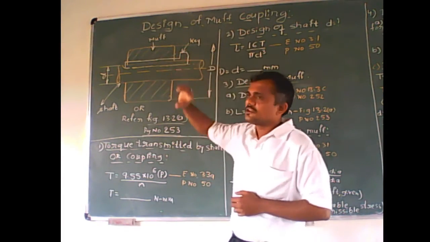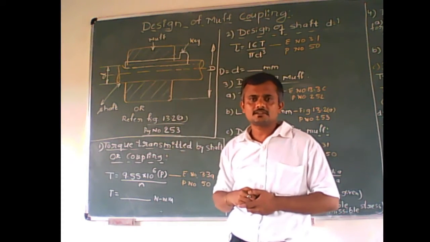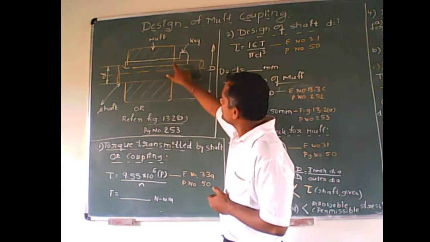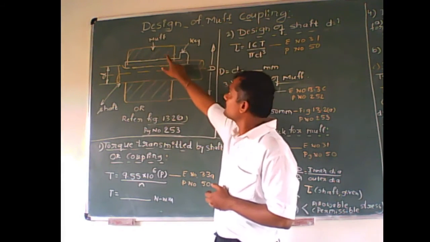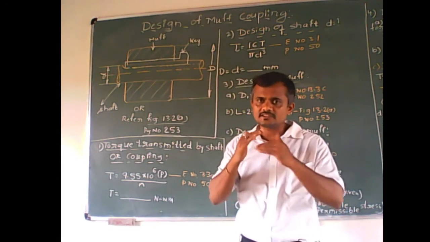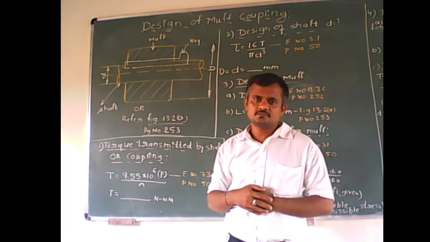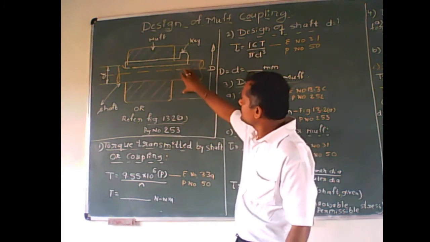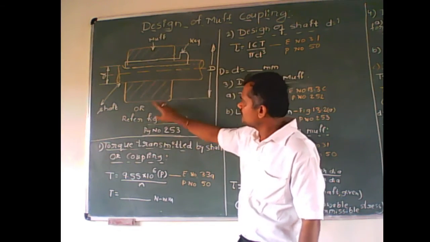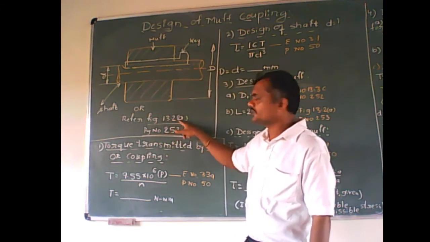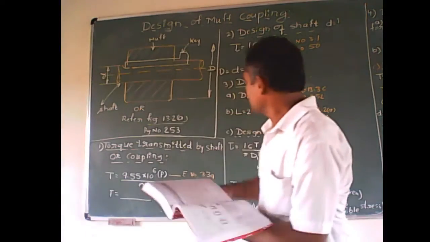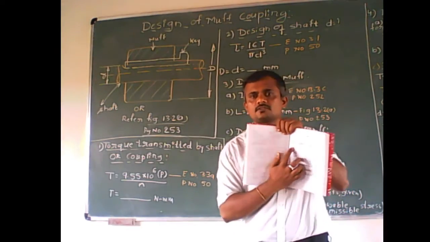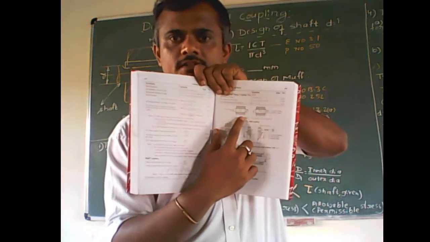We are using this kind of projection, therefore it is called a gib head key. So here a gib head key is used. Look at this: the gib head key is sunk between the shaft as well as the body of the muff. It is present in both the parts, the shaft as well as the muff. If you are not familiar with this, you can refer to figure number 13.2a on page number 253 in our data handbook. See, this figure is available.